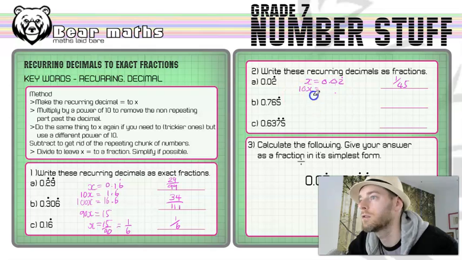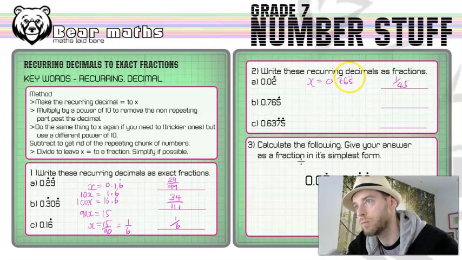Now these are just a little bit more annoying, these sorts of questions, B and C. But if you've got this one here, we'll make it equal, as we always have to now, to x, or any letter, 0.765.